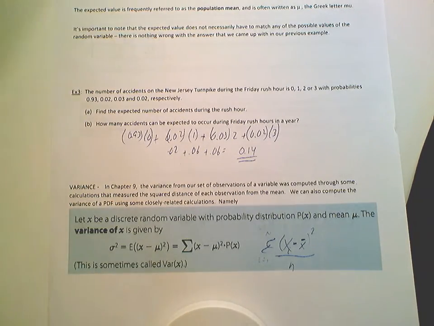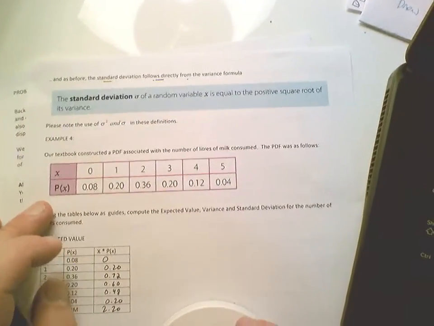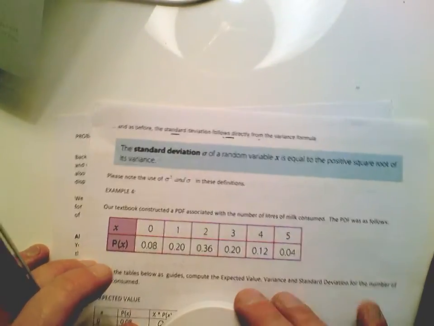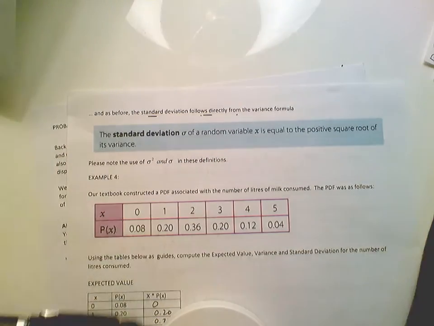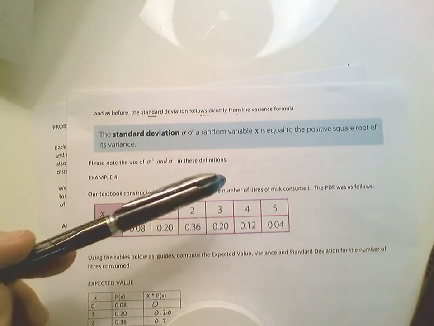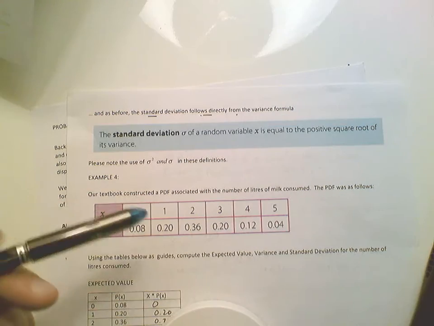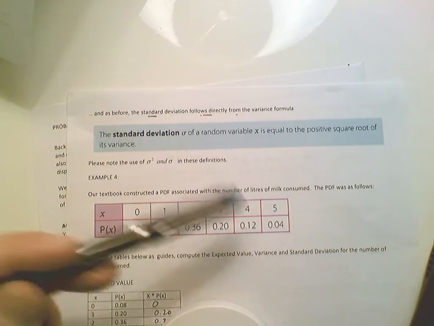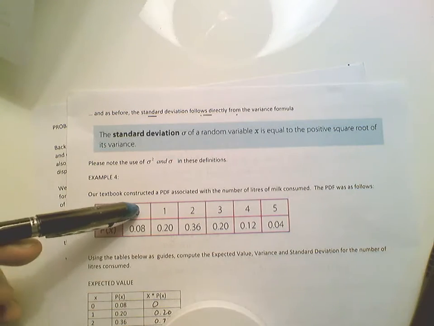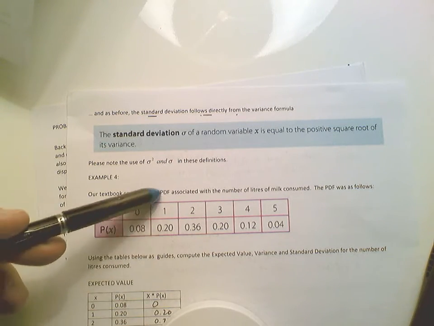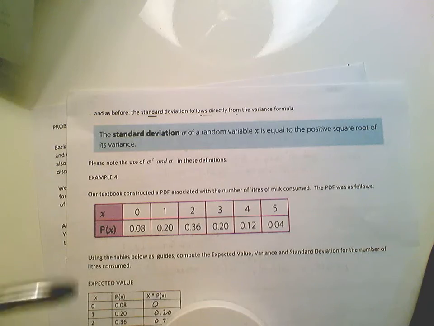Now, the last thing to finish up with this particular lesson is I'm going to take one example. We're going to build from a PDF. This is a random variable, the number of liters of milk consumed by somebody or some family or whatever. I'm not even worried about that, but it's a discrete random variable. 0 liters consumed 8% of the time, 1 liter 20%, and so on and so forth.